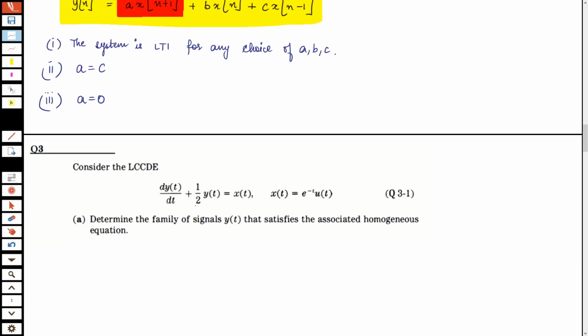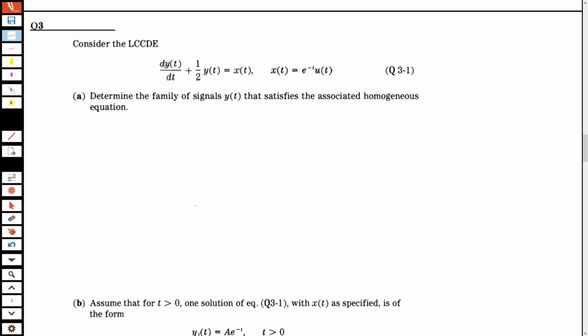We now move on to question 3. Question 3 says, consider the following system. LCCDE stands for linear constant coefficient differential equation or difference equation.